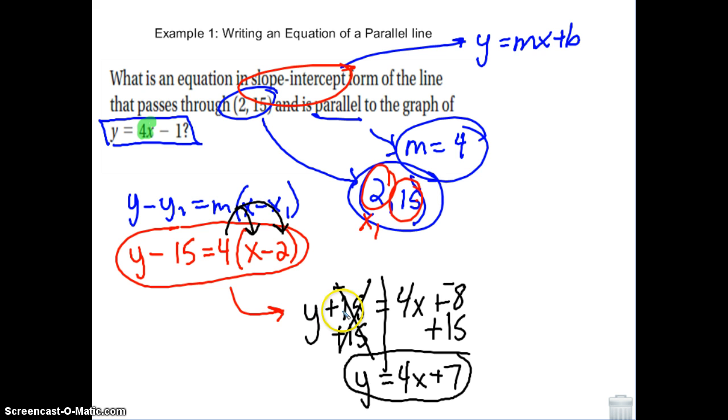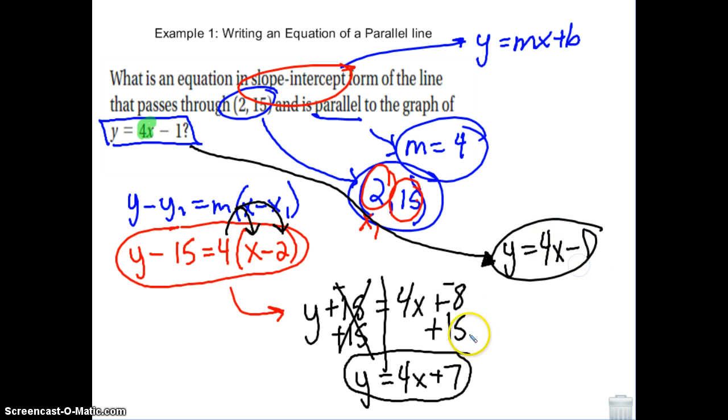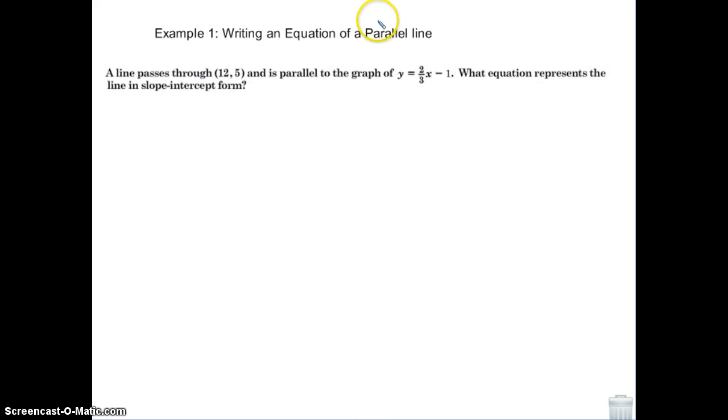Now notice, the original line that we wanted parallel with was y equals 4x minus 1. How do we know that they're parallel? Because they have the same slopes and different y-intercepts. So this would be our answer right here. That is our line that is parallel to this line. Why don't you go ahead and try this one and see if you can get the same answer as me. So go ahead and pause the video and try it yourself.